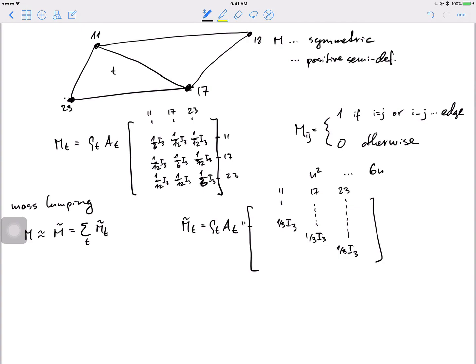Okay, this process is called mass lumping, and what you get out of it, of course, is a diagonal mass matrix. So that's much easier to deal with, and it turns out that usually you don't lose almost anything if you do this. People have done experiments comparing the lumped and non-lumped mass matrices.